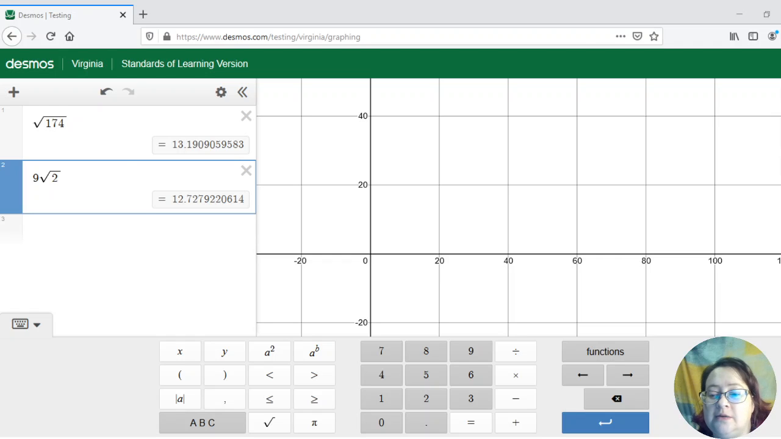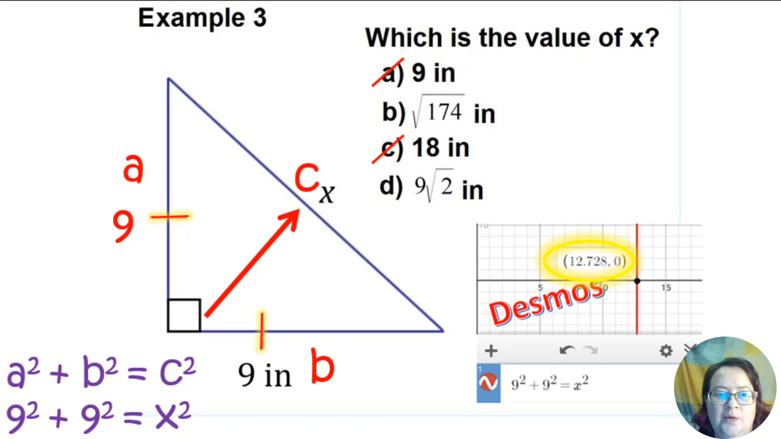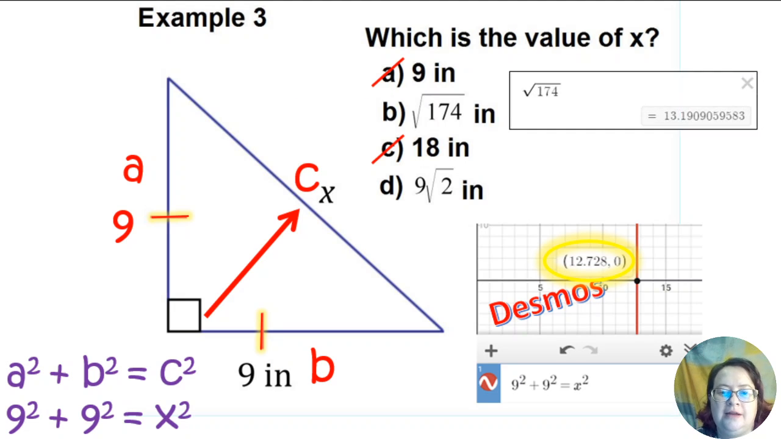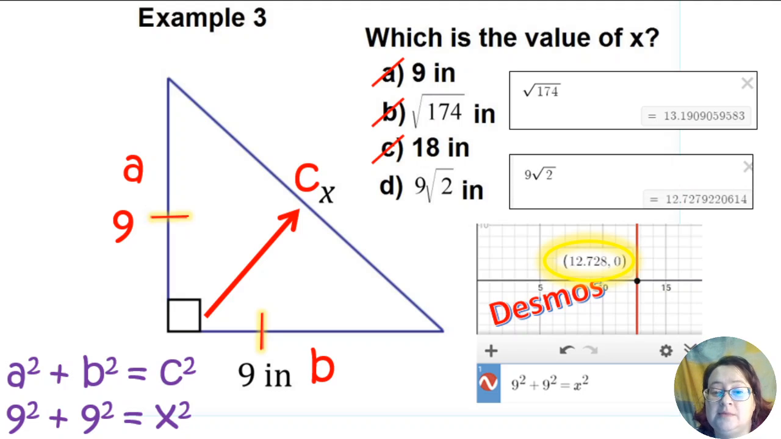So let's go back to it. And we see that in Desmos, the square root of 174 didn't work, but the 9 times the square root of 2 gave us 12.7279, rounding up to 12.728, which is equal to the answer I'm looking for. So that's what I pick.